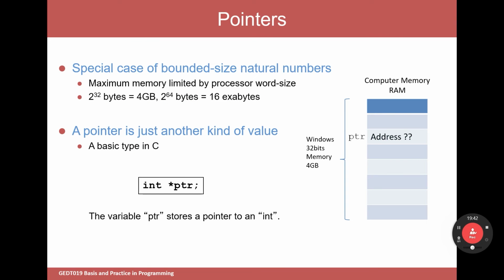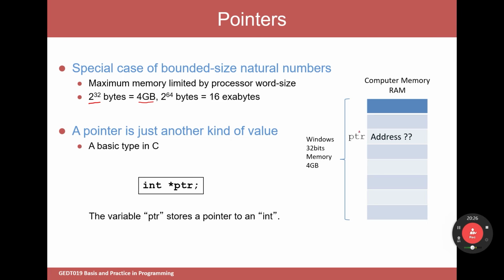In your computer, if you are using, for example, 32-bit Windows, the maximum memory is 4 gigabytes. Why? Because the address of the memory will be only 32 bits. If the address is 32 bits, the amount of bytes available in the memory will be 4 gigabytes. But if your Windows is 64-bit, the maximum RAM could be 16 exabytes, because the address will be 64 bits.